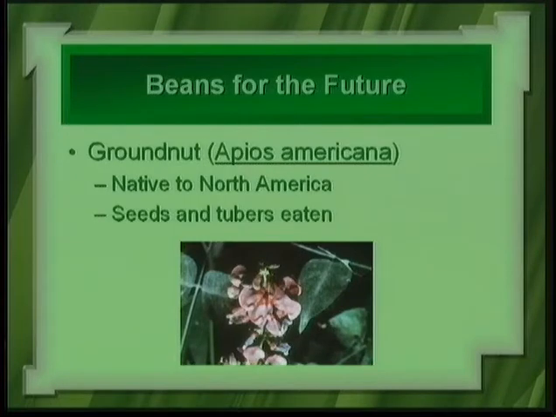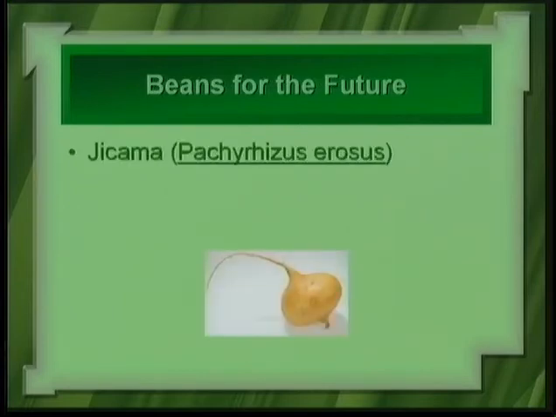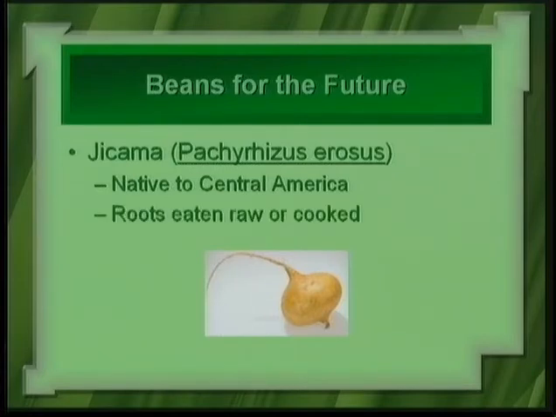You can eat the seeds and you can eat the underground tubers. Very interesting because it's very nutritious. The plant itself is up to 13% protein. Then we get to the jicama, Pachyrhizus erosus, called the jicama. This is native to Central America. It's supposed to have a little bit of a sweet taste, so people eat it there, and they also eat it in Asia as well. You can eat the roots either raw, like in a salad, or you can cook it, boil it, or braise it, and so on.